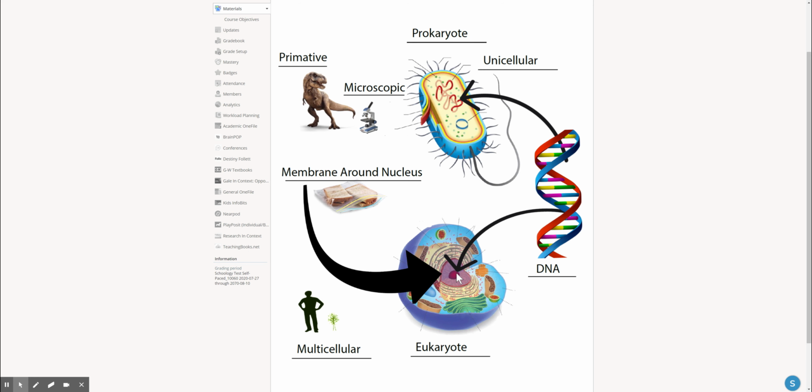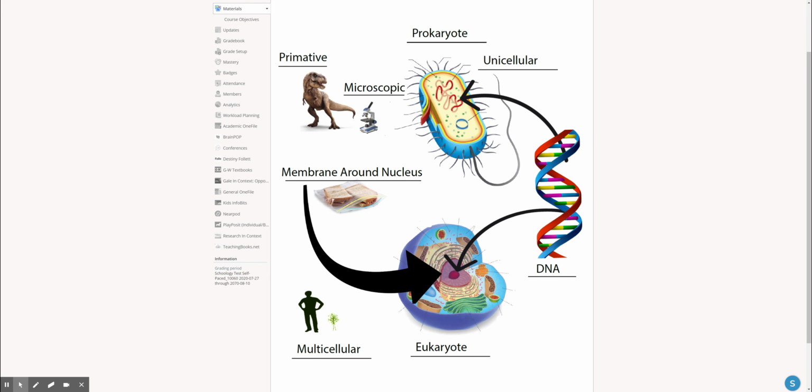Now, this is actually a cross cut. So there's a whole little circular shape. Part of it is missing that would go like this, and inside the nucleus is the DNA. And the skin that surrounds that nucleus is called a membrane.